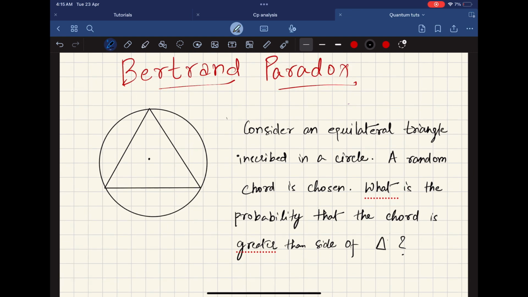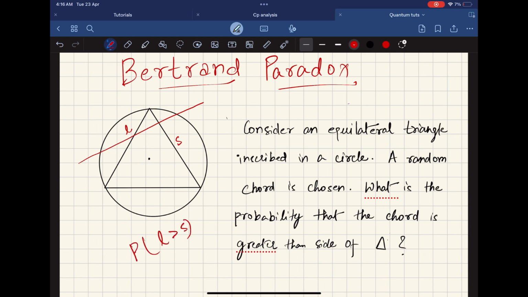So the problem statement goes like, consider an equilateral triangle inscribed in a circle. Now we have to find the probability that if we draw any random chord on the circle, the length of the chord is greater than the side of the triangle. So let's call the length of the chord L and the side of the triangle S. So we have to basically find the probability that L is greater than S.